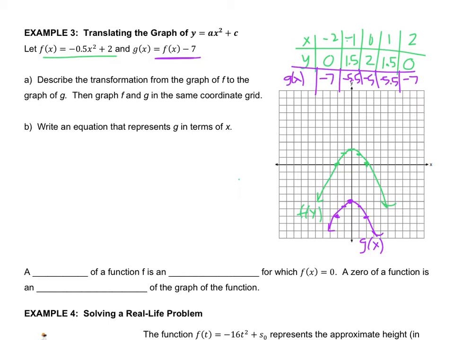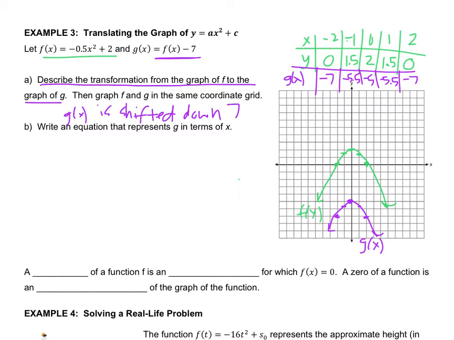All right, now what they want us to do in letter A is describe the transformation from F to G, which is what we did. Basically, it's what I told you to do. It shifted down 7. So G of X is shifted down 7. All right, great. I did that for you.